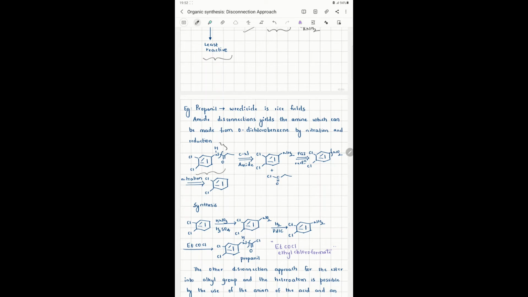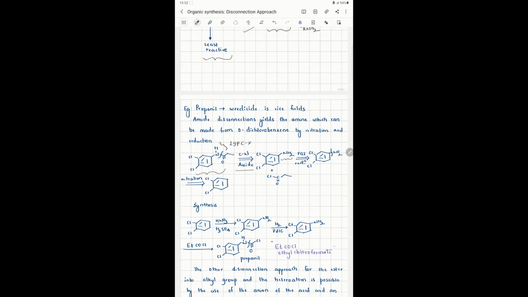We can observe that there is an amide system. Amide meaning what? There is a carbonyl carbon and a heteroatom. So what can I do? I can do a one group C-X, that is, a one group disconnection. If I do a one group disconnection between the C single bond N, I will be cleaving an amide. In turn, I will be ending up with an NH2 system.